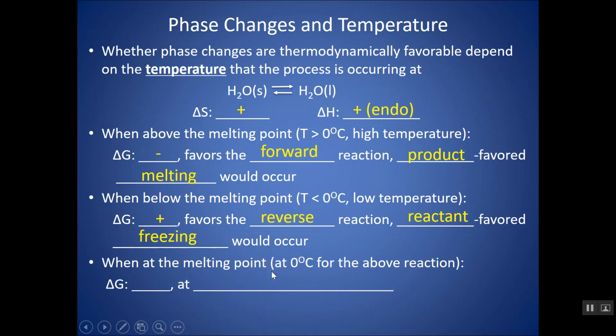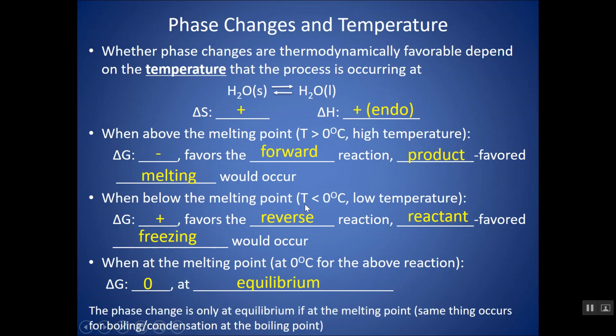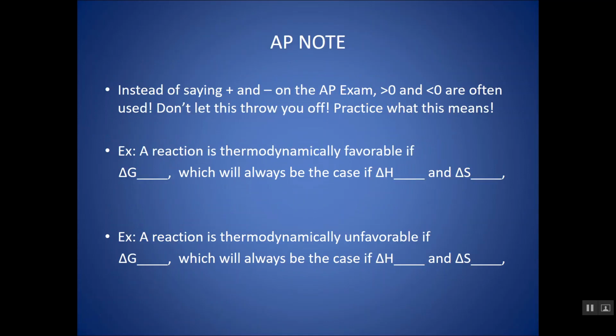And remember, when at the melting point, delta G is going to be 0 and you're going to be at equilibrium, and depending on which way you're adding heat, it could go forward or reverse. So the phase change is only at equilibrium at the melting point, and the same thing occurs for boiling or condensation.